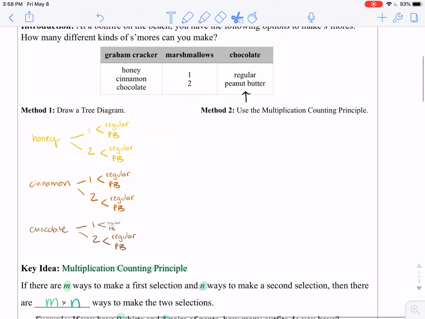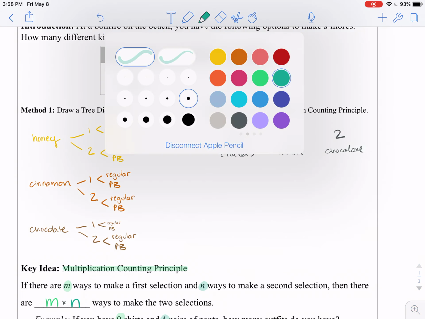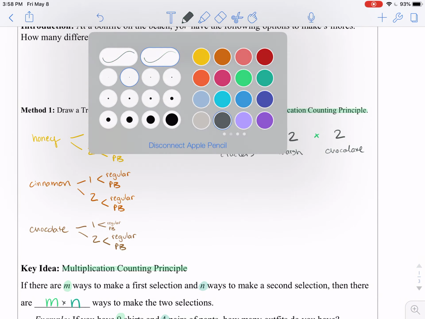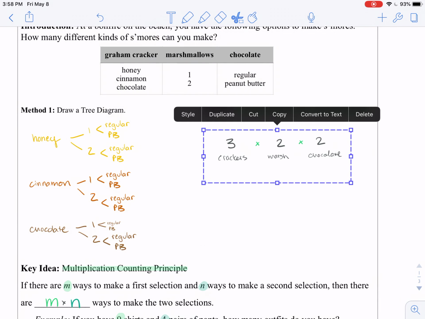For example, we go back up here. We have 3 types of graham crackers, and we have 2 options for marshmallows, and we have 2 options for chocolate. Then, according to the multiplication counting principle, all we have to do to count all these options up is multiply across. So 3 times 2 is 6 times 2 gives us 12 total options.